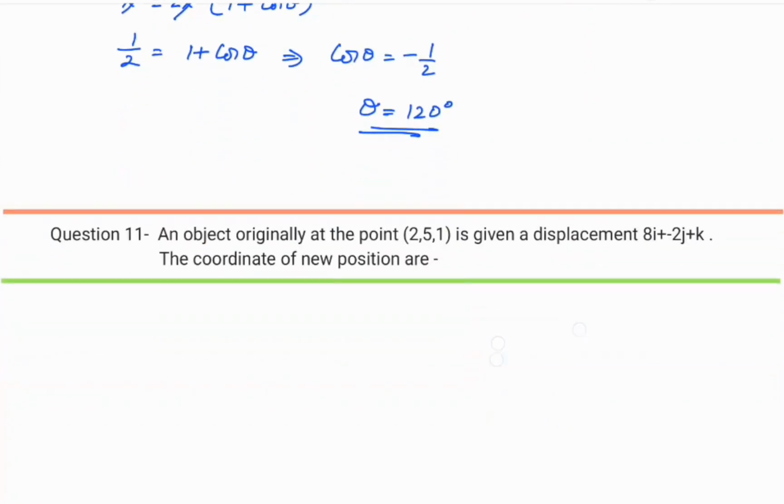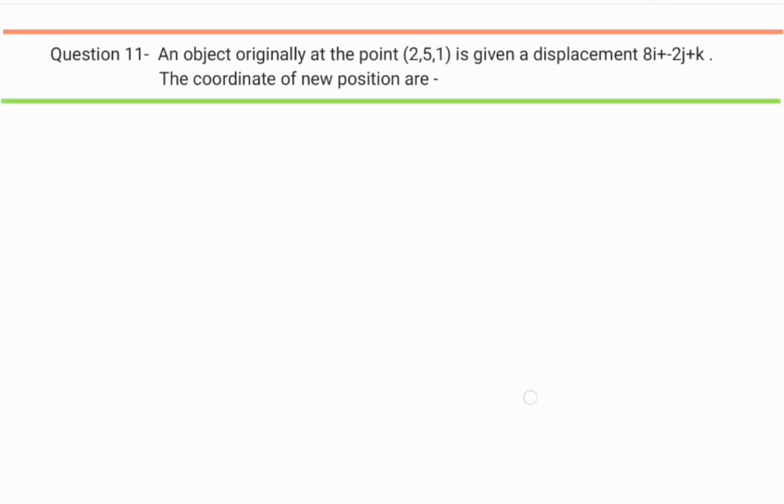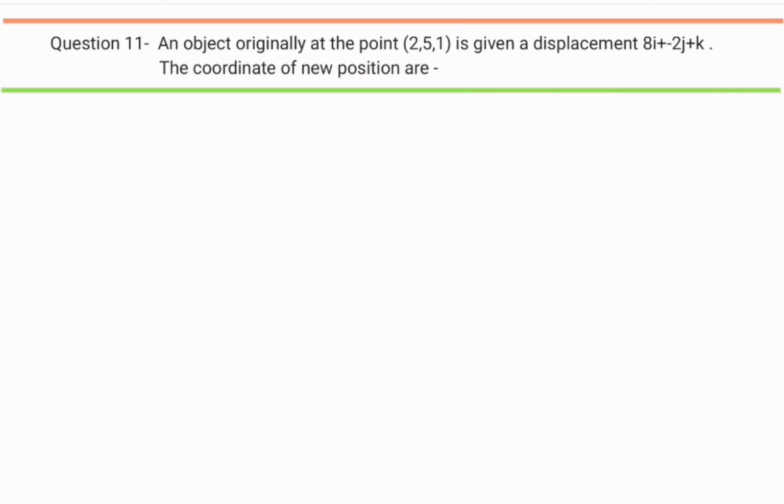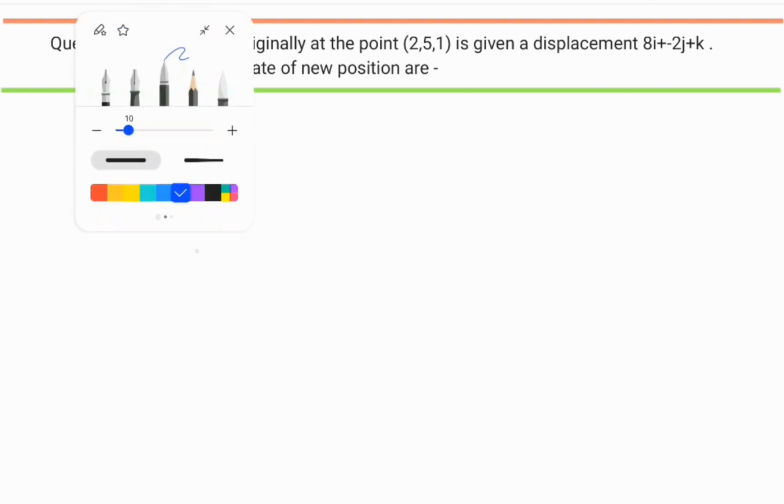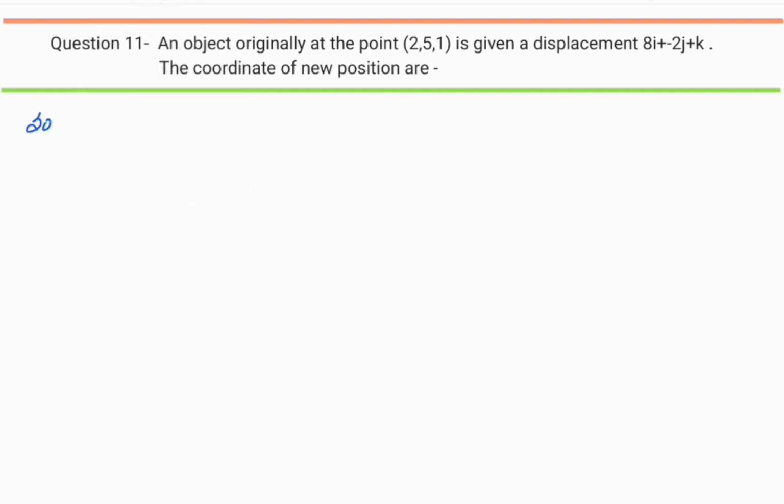Now we will see question number 11. Okay, read question number 11. An object originally at the point (2, 5, 1) is given a displacement of this much. The coordinates of the new point are? Okay, let's see, this is a question based on the position vector. Here we are having one point whose coordinates are given as 2, 5, 1. For example, just take this as coordinate x, this as y and this as z.